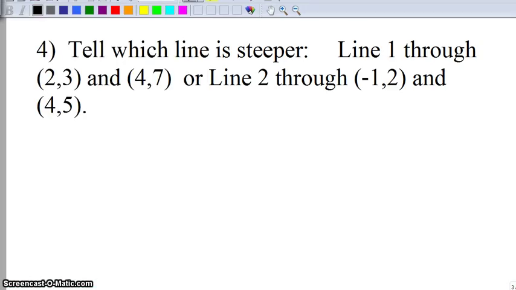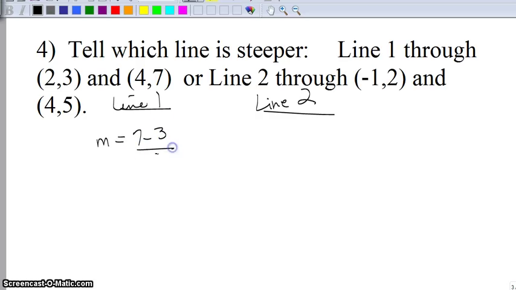So if we have two lines where all we know is two points on those lines, then we can use the slopes to determine which one is going to be steeper. Remember, the bigger the number, the steeper the slope. So we're going to find the slope of line 1, then the slope of line 2, and whichever one is bigger has the steeper slope.